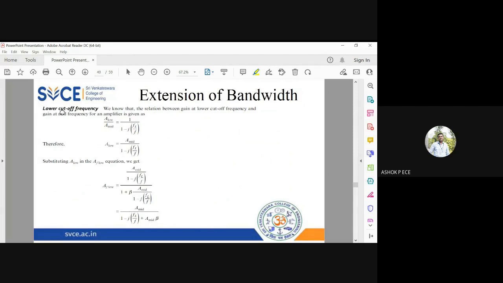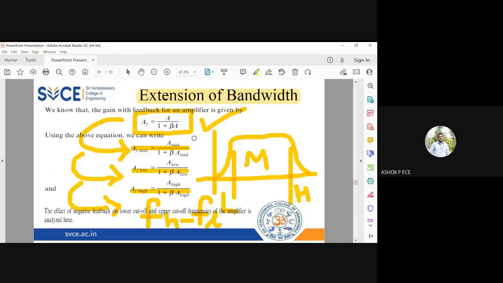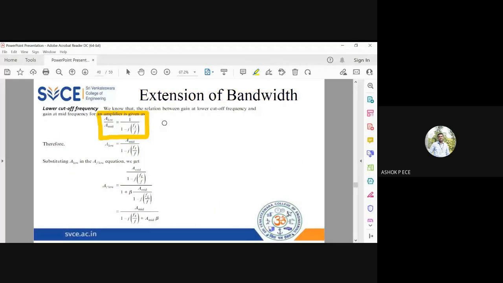So we know that in the low frequency region, this is the response of my amplifier. This expression, we have seen it in unit 2 when we were studying the frequency response. A low by A mid equal to 1 by 1 minus J FL by F. This corresponds to which region? This increasing portion of your graph. So the increasing portion of the graph can be represented by this equation.